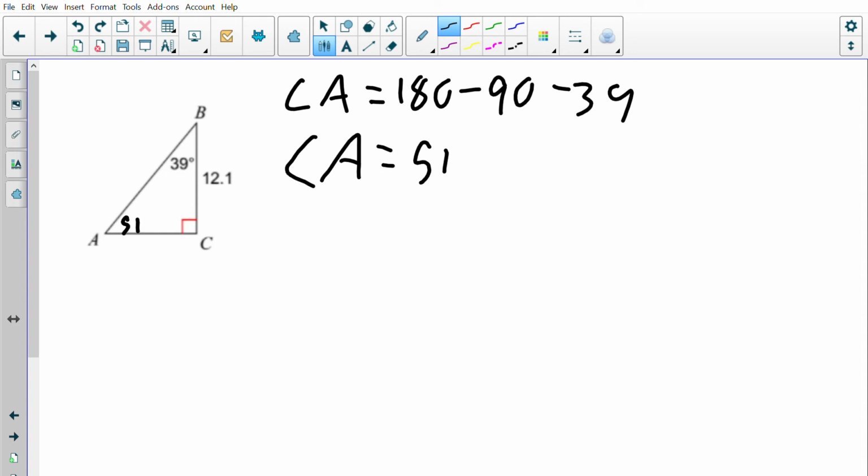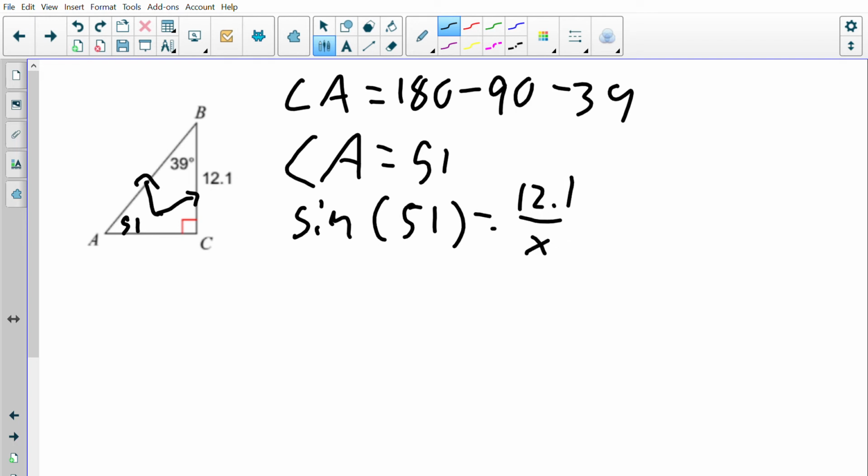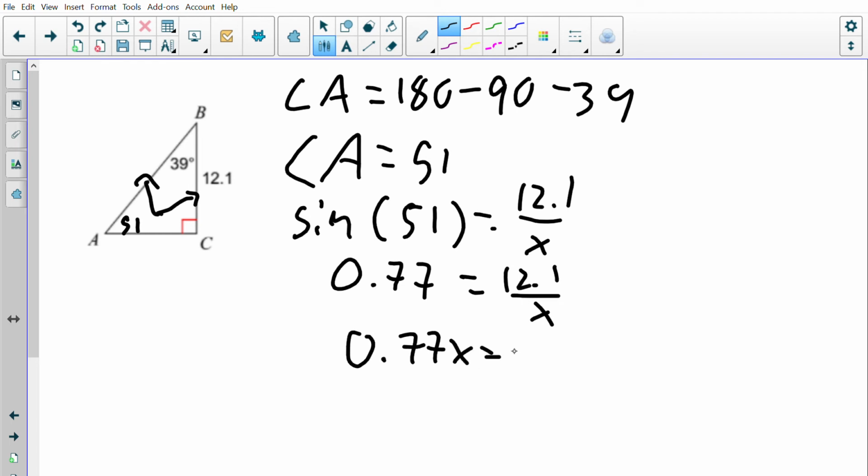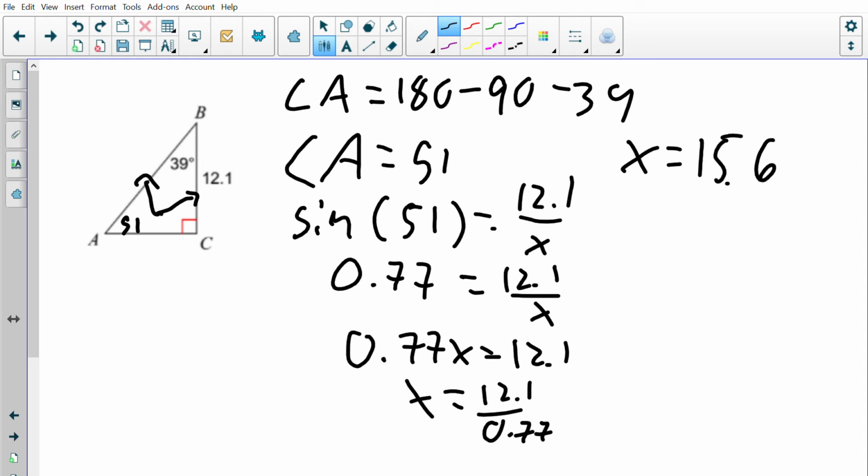Then I can use that to find our hypotenuse. So let's find our hypotenuse. So that would be sine of 51 degrees is equal to opposite over hypotenuse. We don't know what hypotenuse is, so I'm going to put in x. So when I do that, I get 0.77 from my calculator. Multiply the x up. Divide the 0.77. When I do that, I get a measure of 15.6. So this is 15.6. Okay?